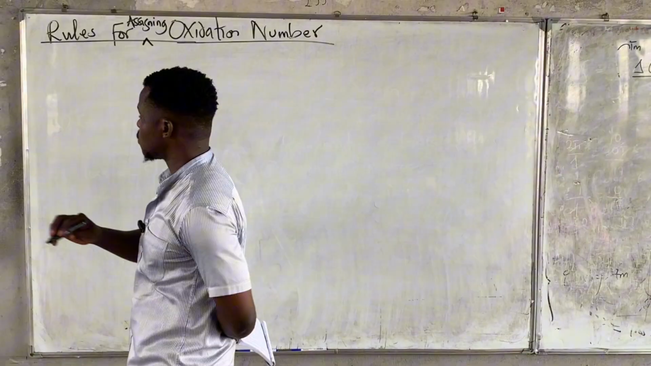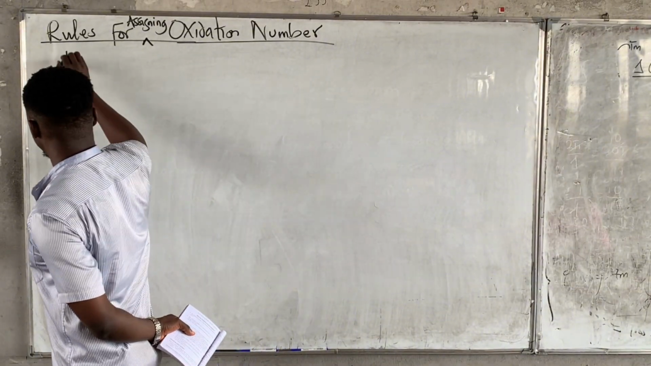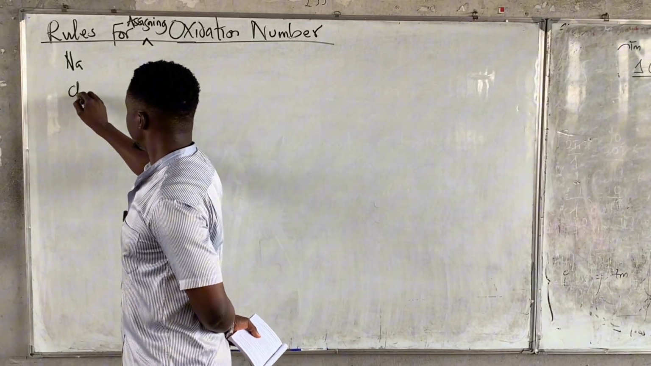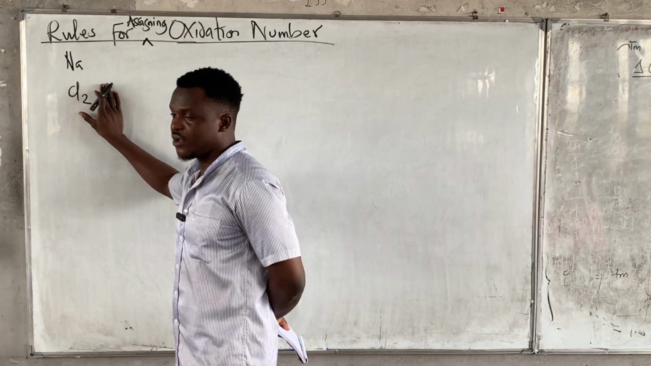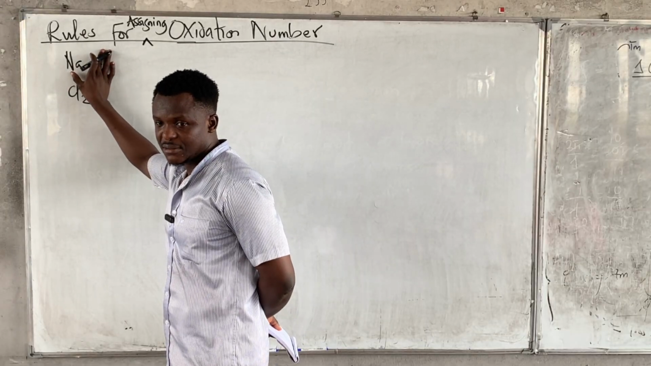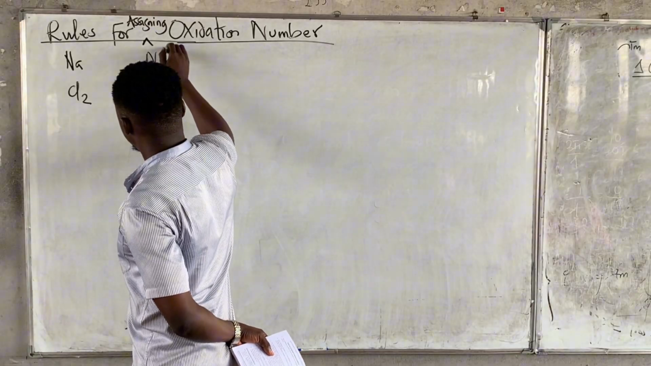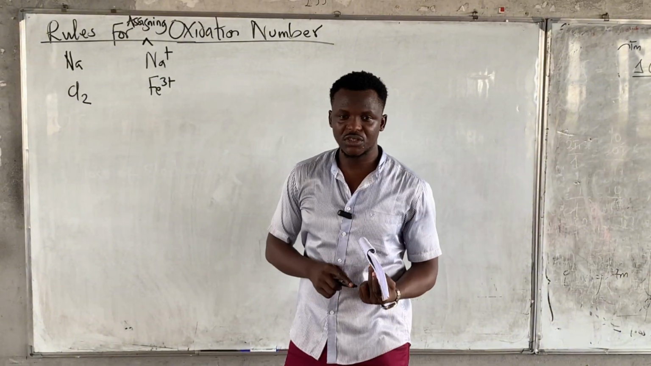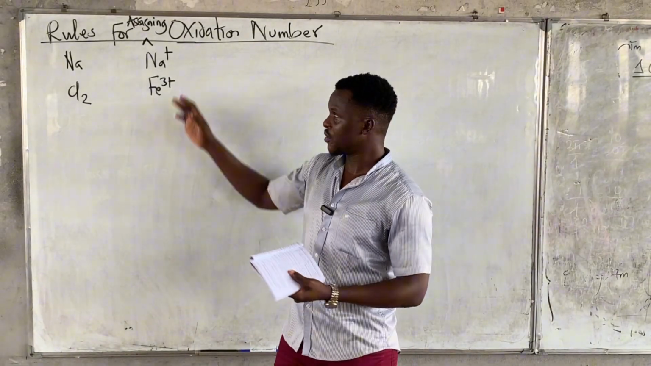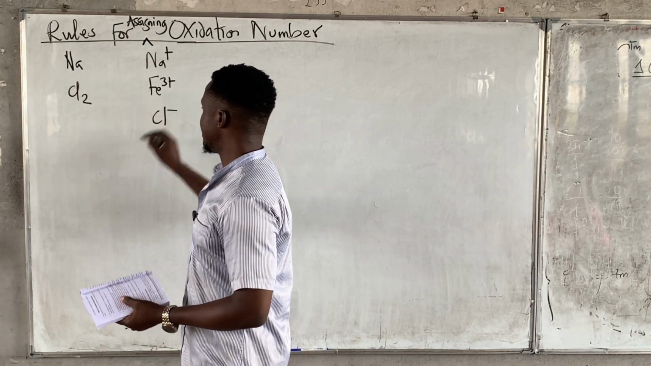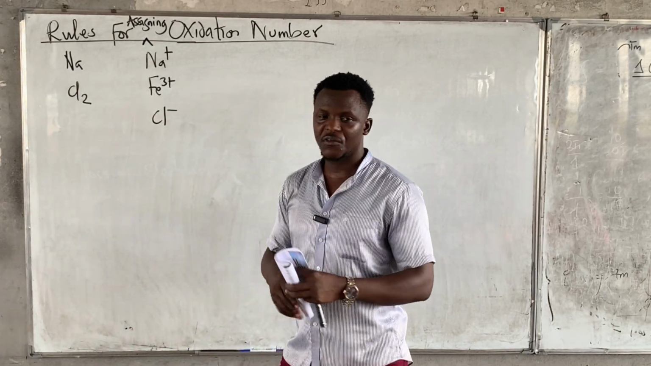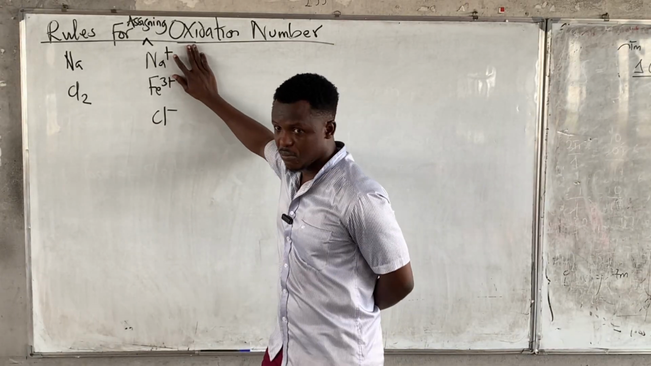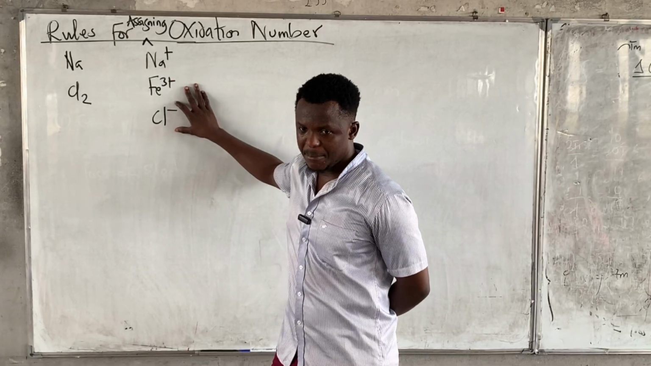Now this is what I mean. The first one was an element in an uncombined form. You see something like sodium standing alone, or chlorine. The oxidation number of this is 0 because it is not combining with any other element. The second one: these are monoatomic ions. They have just one atom, and they are ions because they have a charge. So the oxidation number of a monoatomic ion is the charge on the ion, so these have oxidation numbers of +1, +3, and -1.